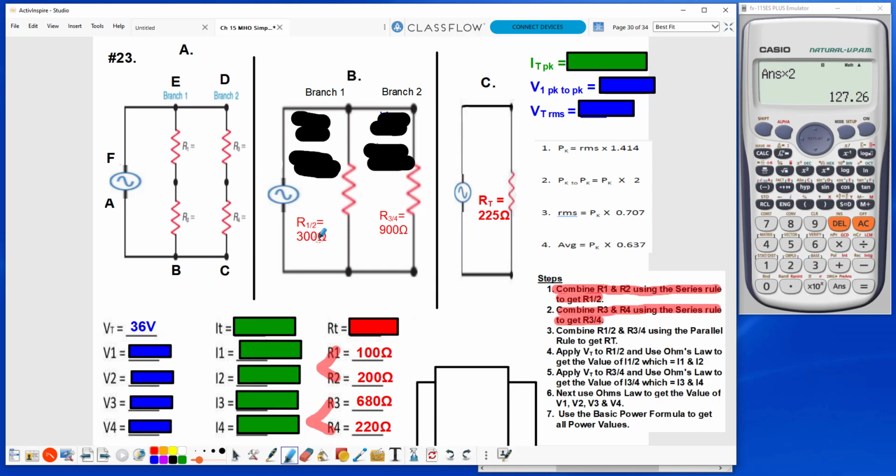So now I have 300 ohms in parallel with 900 ohms. I'm going to take the 300 ohms and the 900 ohms and apply the reciprocal formula to get my RT of 225 ohms. So I say 1 over, under 1 over 300, plus 1 over 900, and that gives me 225 ohms RT.